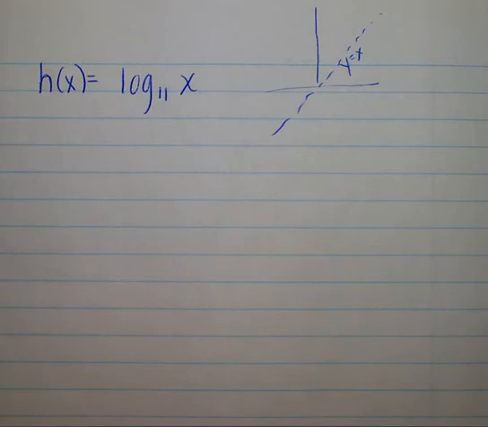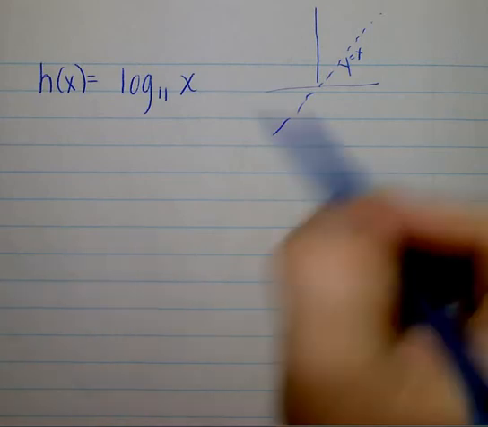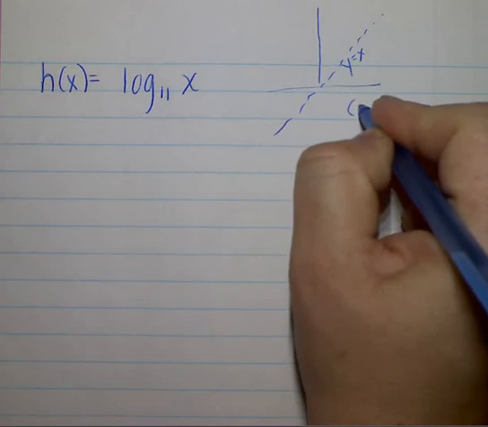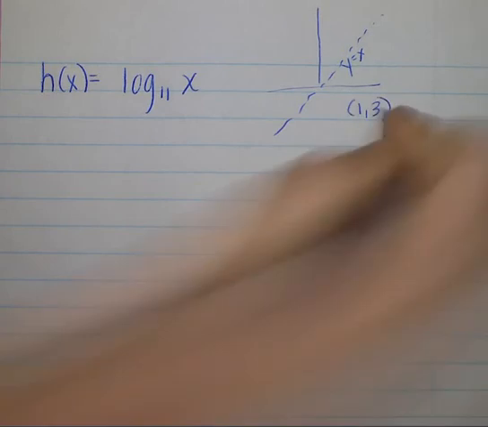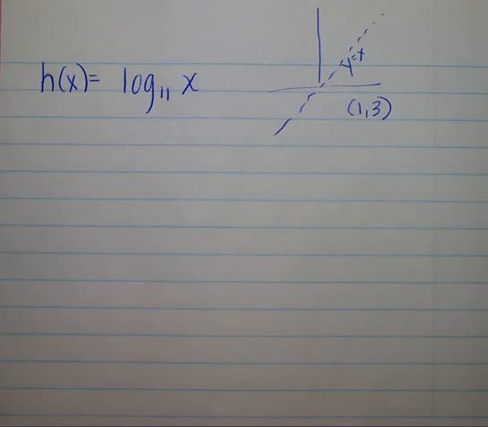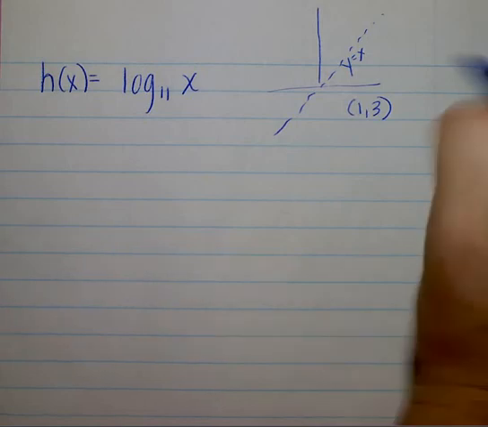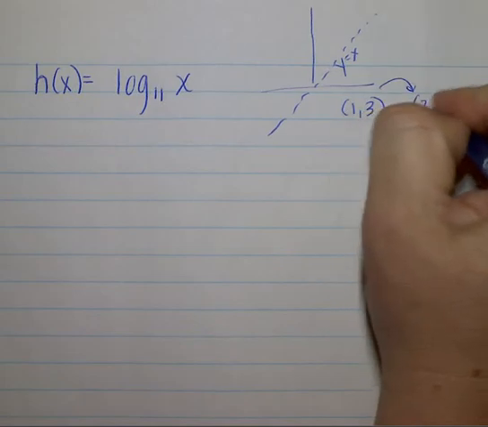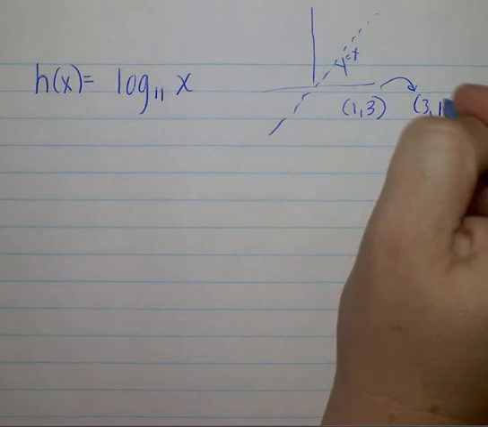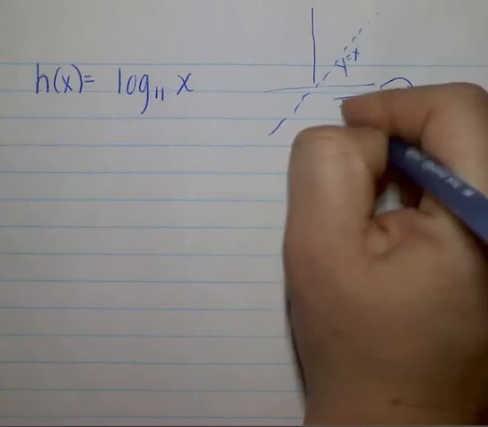Turn to your partner. How do they compare? For instance, if I randomly tell you that the original function has the point (1, 3) on it, what can we say will be a point on the inverse? (3, 1). Remember how we're going to flip them? Okay, so these are things to consider. All right, here we go.